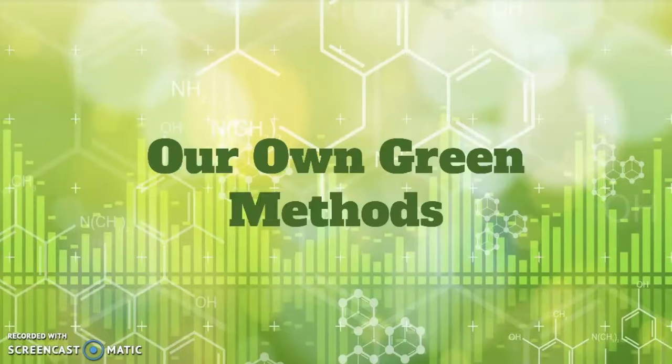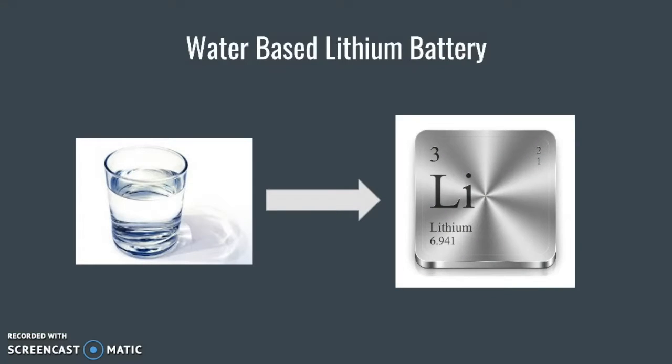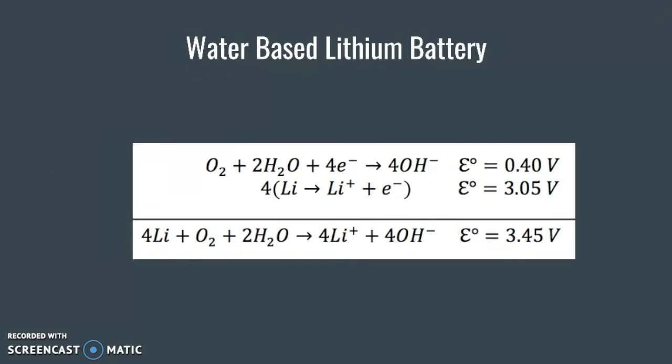Okay, now let's talk about some of our own ideas that we came up with, some really basic ideas that we think might go forward to becoming greener methods. The first of these is a water-based lithium battery. So this theoretical battery that we thought of was using lithium and water. Lithium is a very strong reducing agent, and water exposed to oxygen can be a fairly good oxidizing agent as well. So according to this theory, the following half reactions can occur.